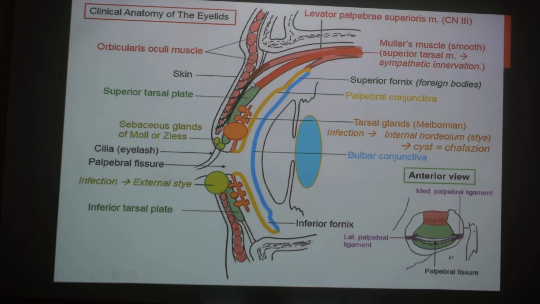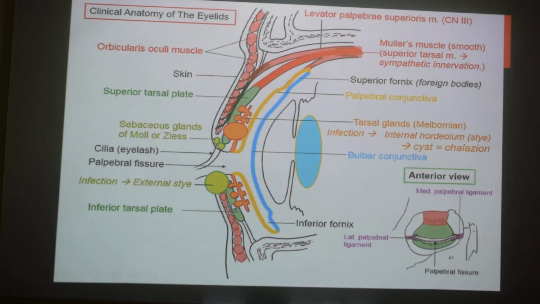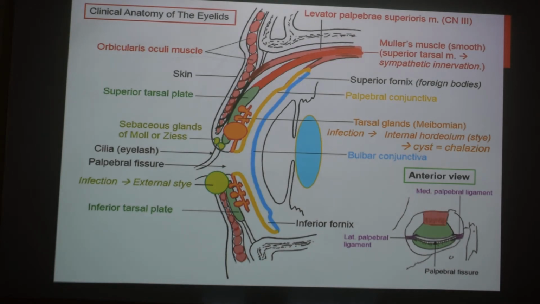Okay. Next to the muscle, you can see these tarsal plates. Can you see these tarsal plates? The green things? So this is the superior tarsal plate and this is the inferior tarsal plate. Tarsal plates are made up of connective tissue. So you can feel your lids and you will feel that there is a little bit of thickness. This thickness is formed by the tarsal plates.